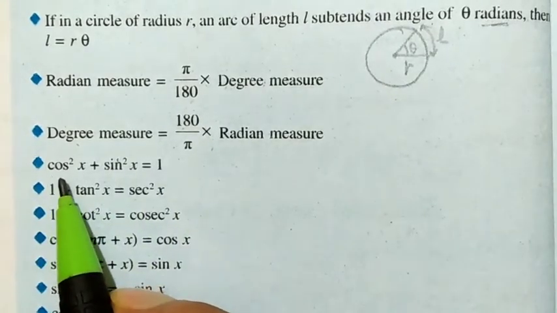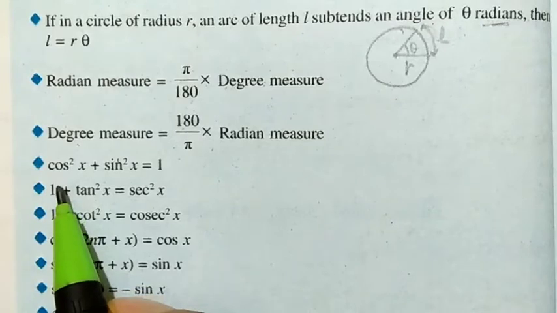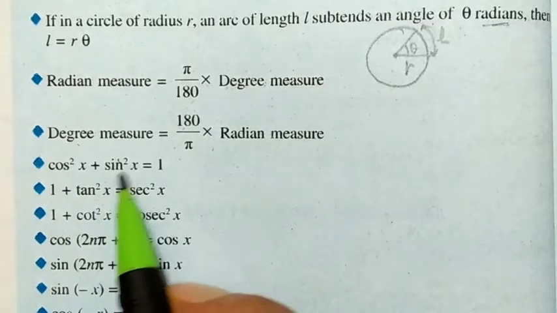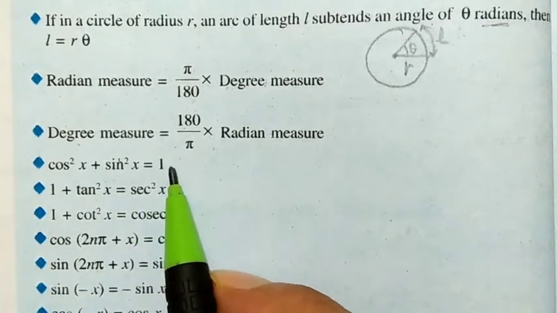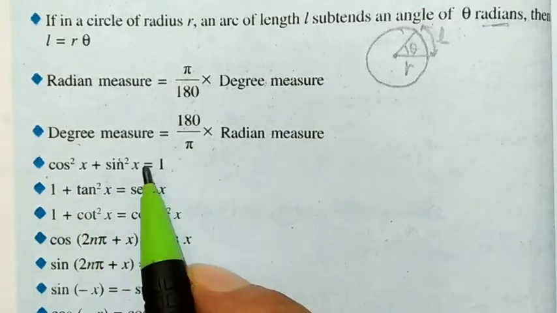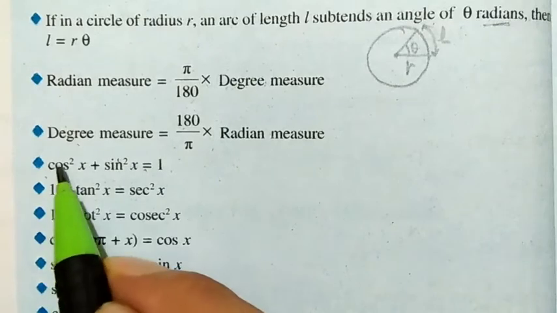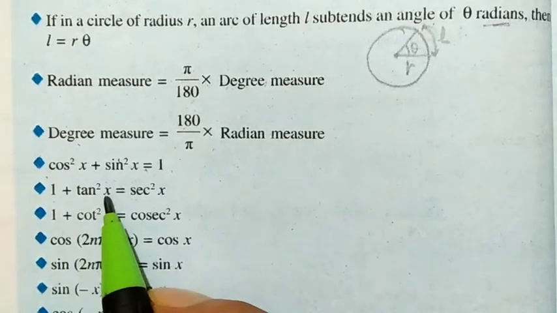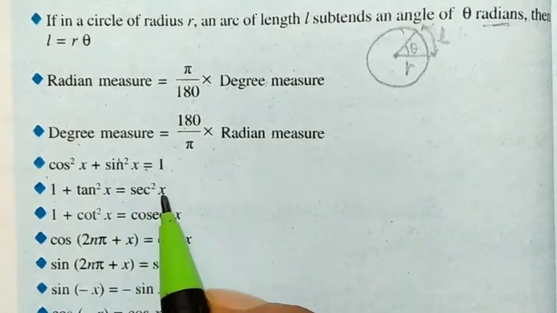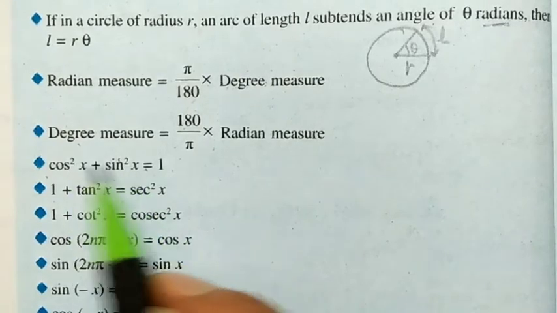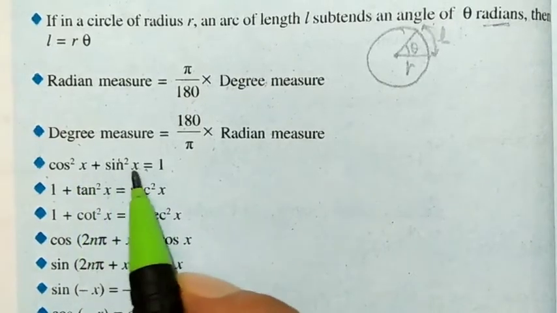Now a very basic important formula from your class 10th. Cos square x plus sin square x is equal to 1. We can also write sin square x plus cos square x equals 1. Now another formula from this: 1 plus tan square x is equal to sec square x. This x can be any angle, theta, but both are the same.